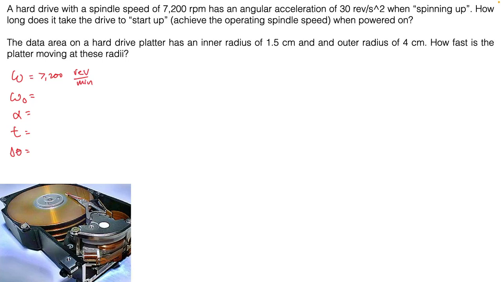Okay. Do we know the initial angular speed of the drive? Yeah, it starts at rest. Okay. We are given alpha, 30 revolutions per second squared. I'm going to call that positive, right? Because it's speeding up, it's getting faster. I don't know how much time it takes, but that's okay. That's the thing I'm looking for. And do I know how far it turns? Do I know how many radians the platters go through? Does it give any information about distance?